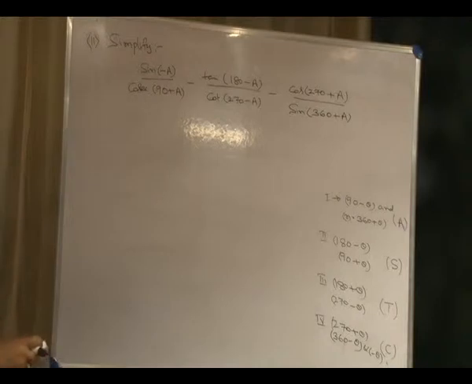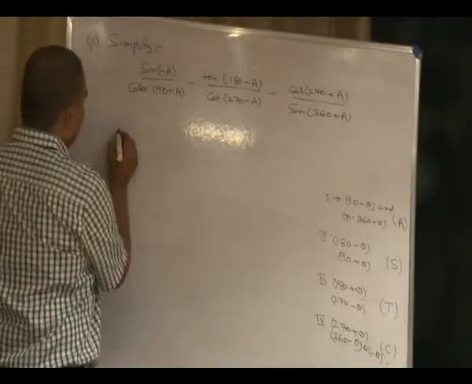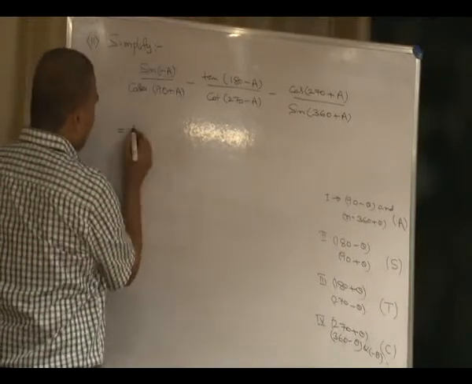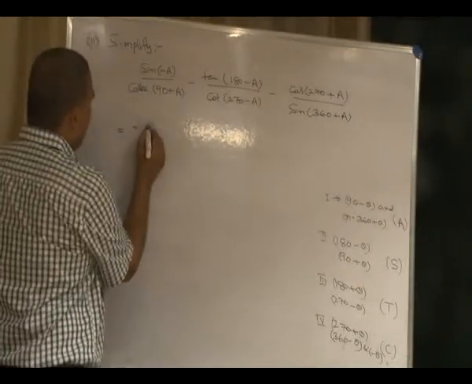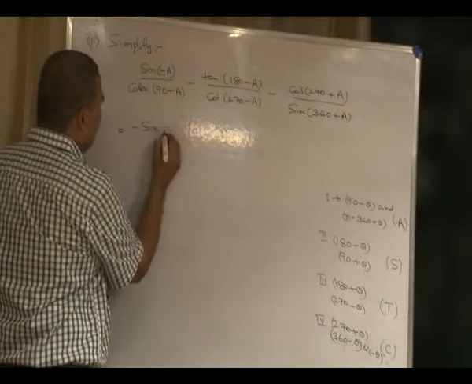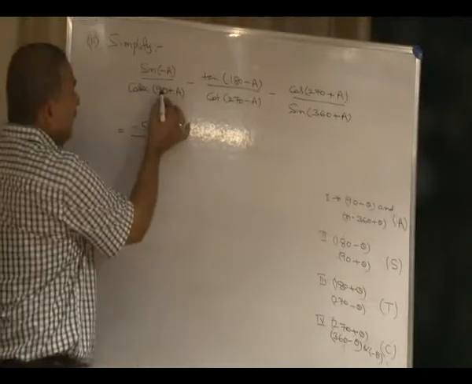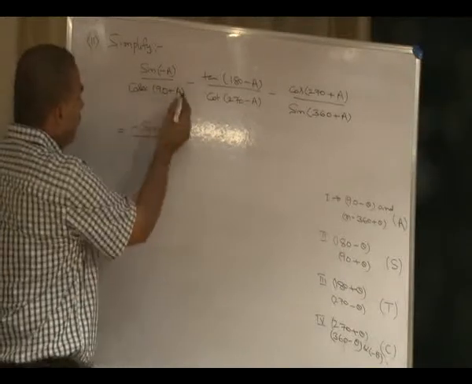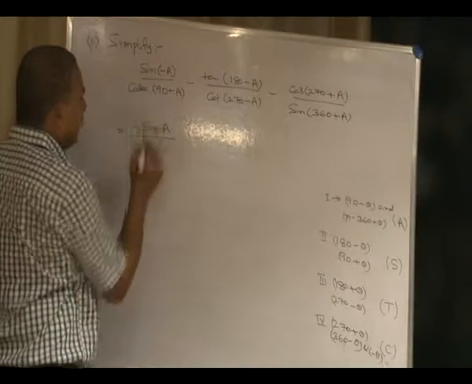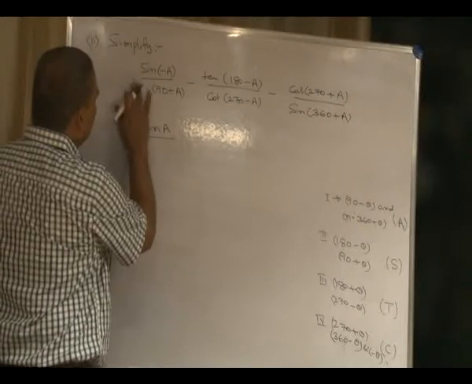Angle minus a comes under fourth quadrant. In the fourth quadrant, sin is negative, cos and secant are positive, sin is negative, and the same function means sin of minus a is minus sin a. 90 plus a comes under second quadrant. In the second quadrant, cosecant is positive. Sorry, this one is not cosecant, this one is cos.